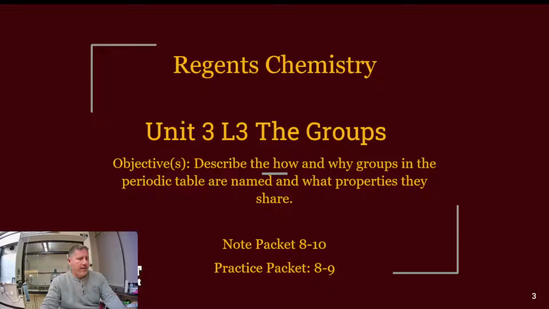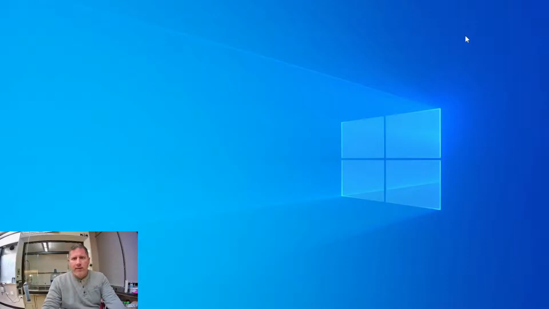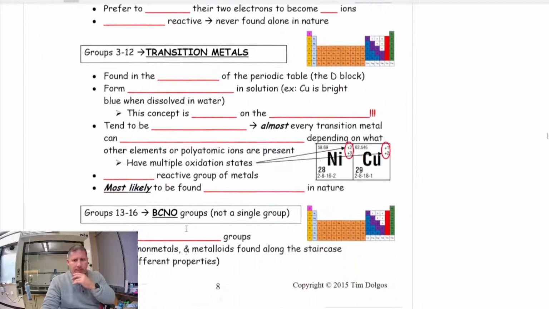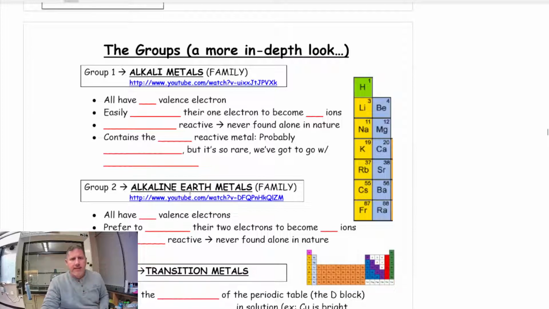We're back to the note packet. That should be just like we expect on page, let's see what page it is, page 8. We're going to talk about groups. So we'll start with the alkali metals, and this is one of my favorite groups.